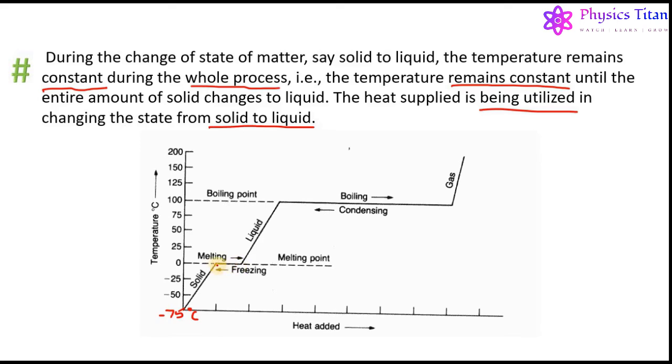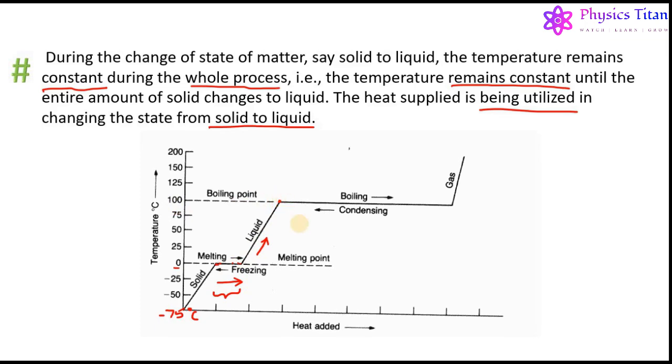Here we see that the line is straight. That is, heat is continuously being added, but the temperature of the water or ice is still constant, that is 0 degrees Celsius. It is because the heat added in this region is being utilized for changing the state from solid to liquid, that is from ice to liquid water. As soon as the whole ice is converted into liquid, the temperature is no longer constant; it starts increasing continuously up to the boiling point of water, that is 100 degrees Celsius.